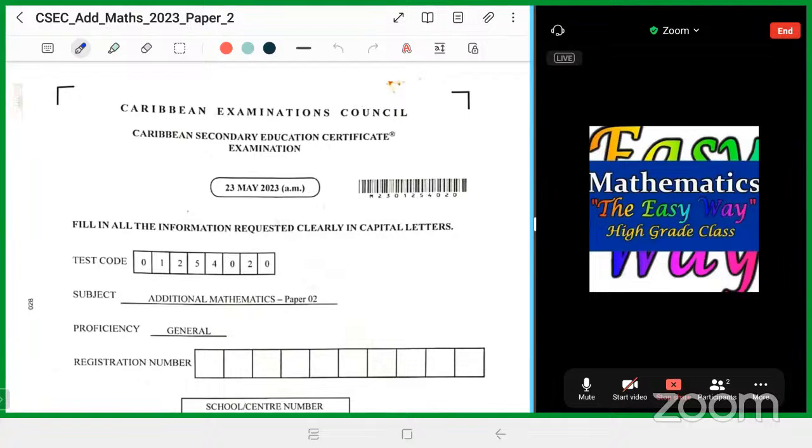So, let's go. It's 2 a.m. in the morning, 2:30. And I have to just get this done as quickly as possible.